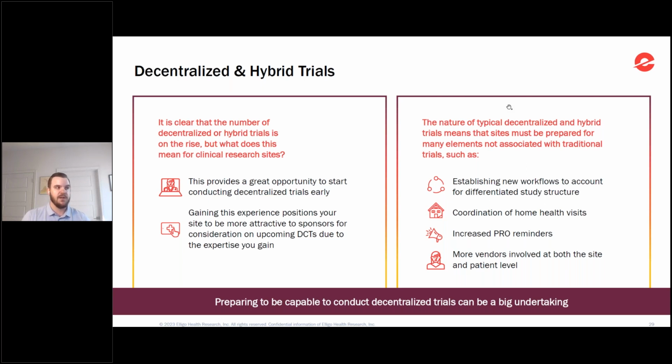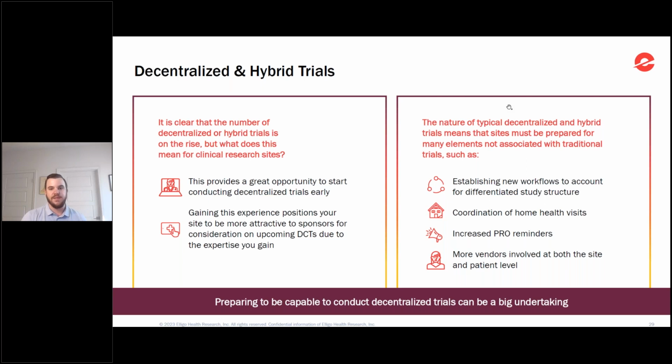So now that we are all kind of aware that this is something that is increasing, the number of studies that are decentralized or hybrid, what does that mean for clinical research sites, right? Or practices, health systems, hospitals that want to break into research. So it provides a great opportunity to start conducting decentralized trials early.